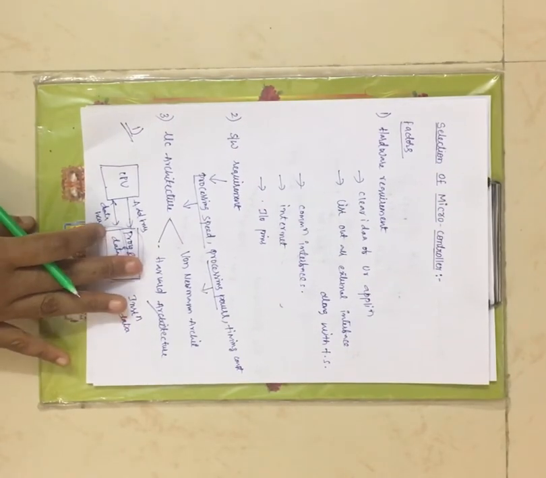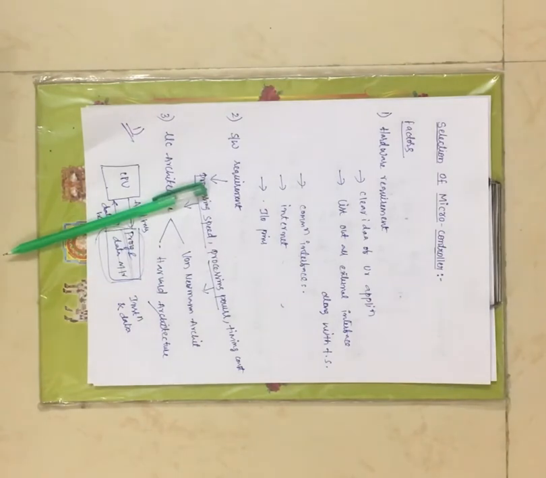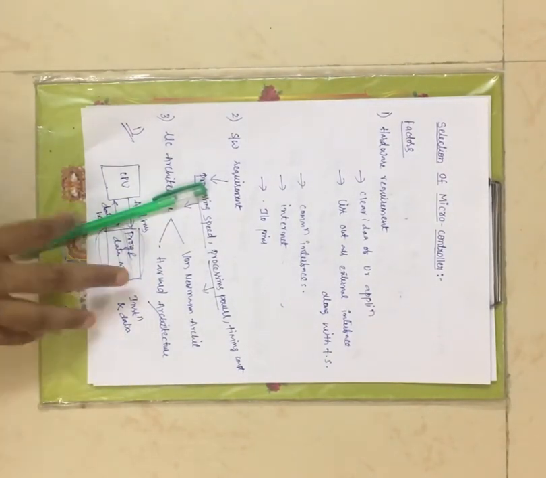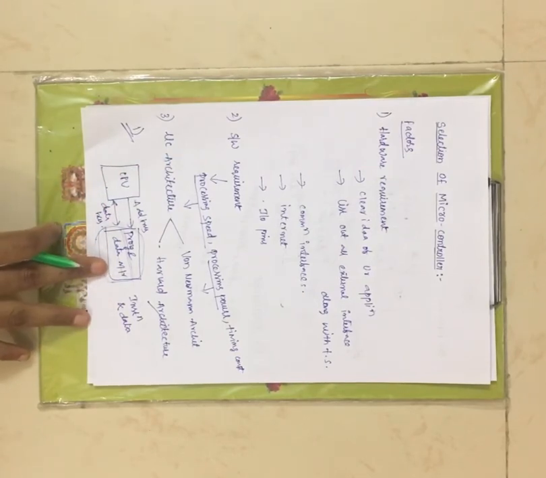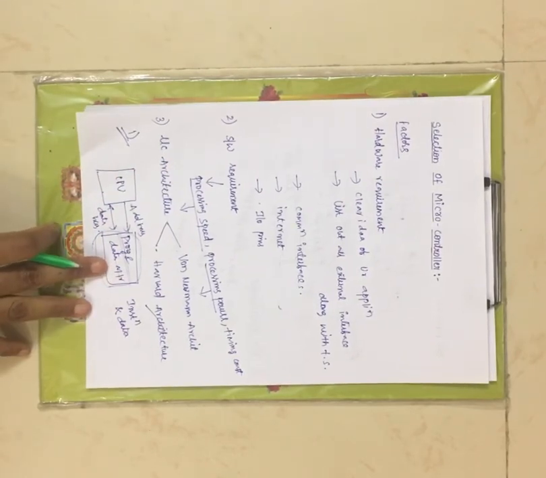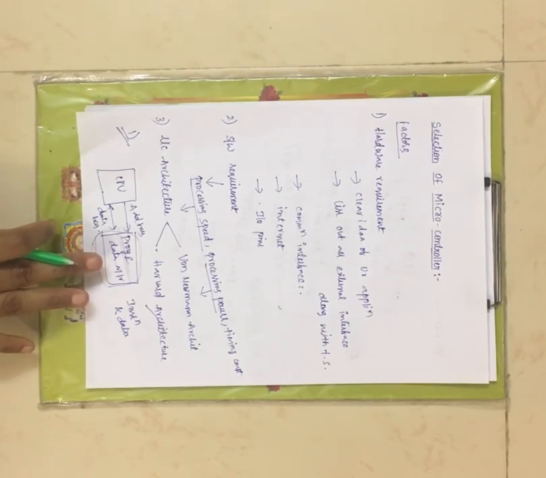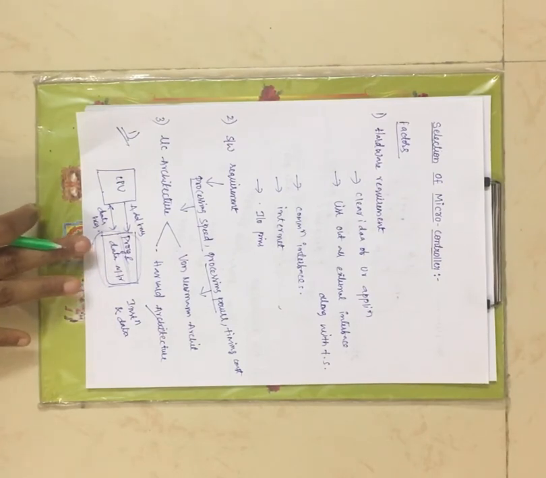Now coming to the factors, right? Now let us see what are the factors that are included in selection of the microcontroller. That means what you have to keep in mind while selecting a proper microcontroller is your first factor, your hardware requirement. Now before selecting a proper microcontroller, you have to have a clear idea about your application, right? You have to have a clear idea about your application.